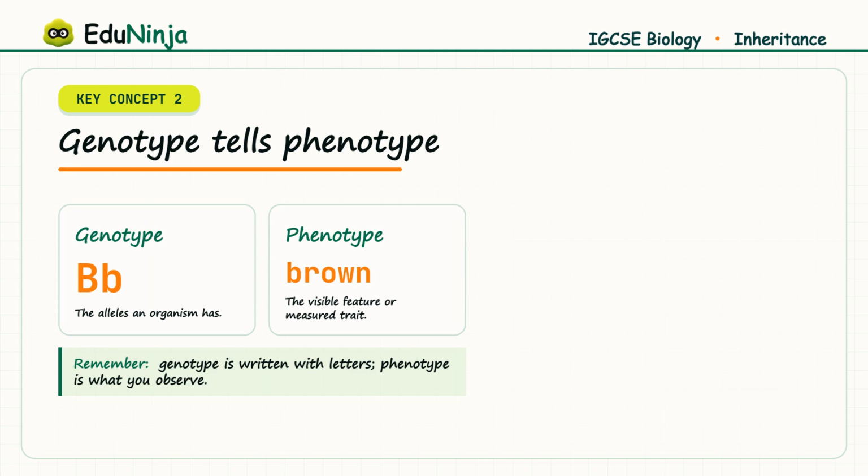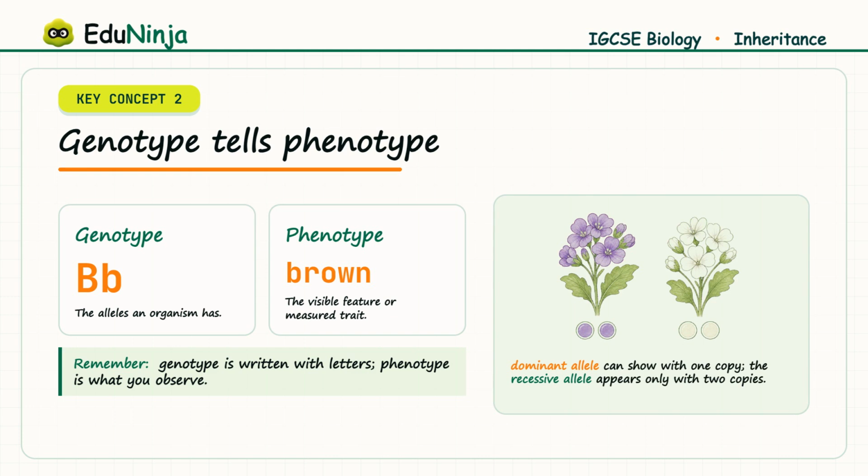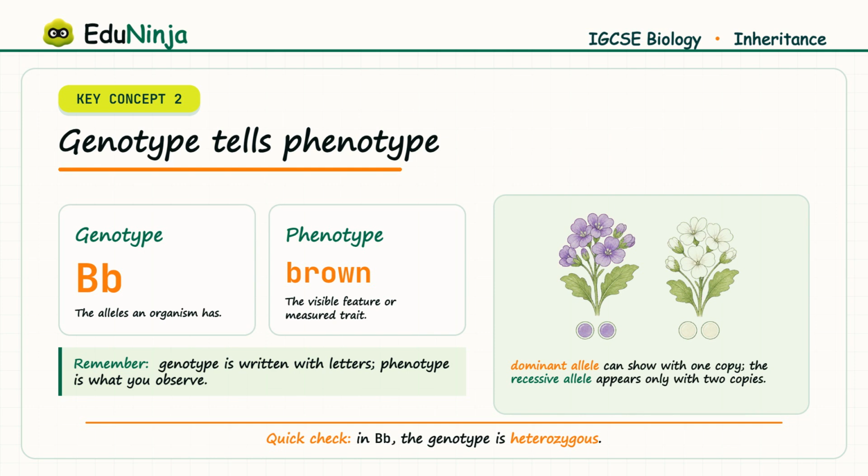A dominant allele affects the phenotype when just one copy is present. A recessive allele affects the phenotype only when no dominant allele is present. This is why a dominant characteristic does not automatically mean the organism is homozygous.